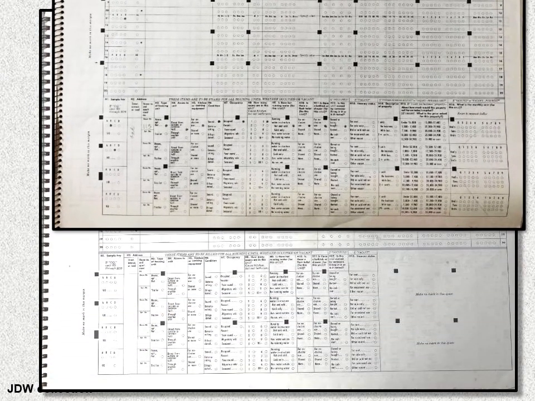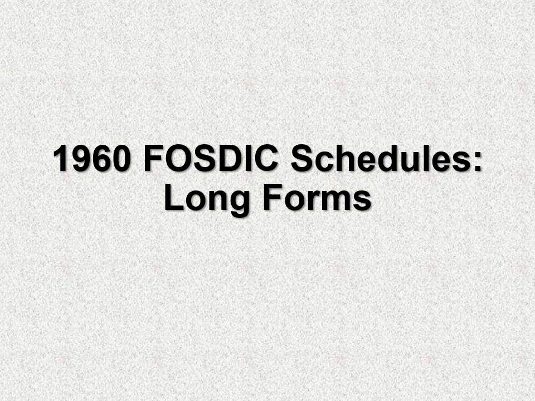And then on the bottom, it shows you the amount of money that is rental, and also how much the property is worth. Now, there may be maybe 3 or 4 families on these short form FOSDIC sheets. It's going to be very different in the long form. So let's look at the long forms.